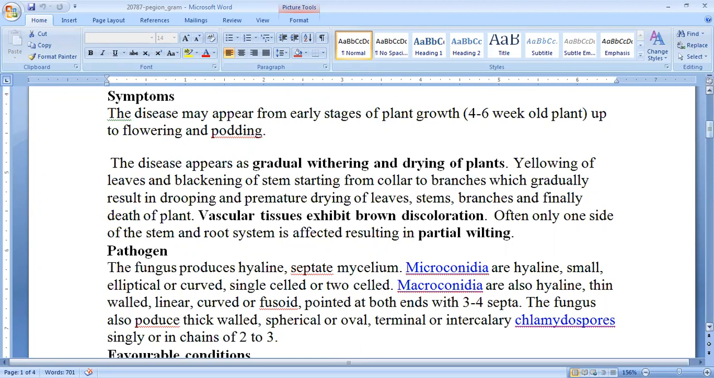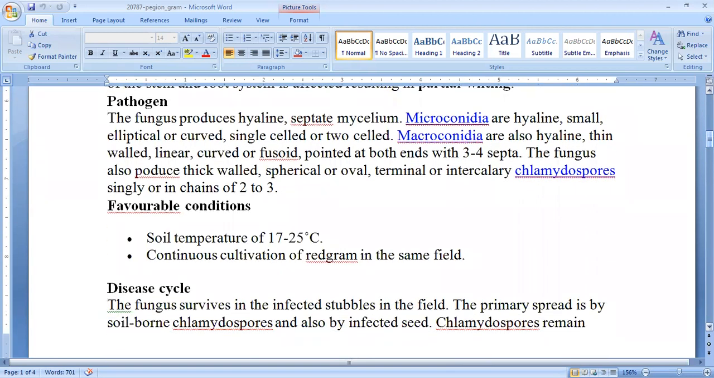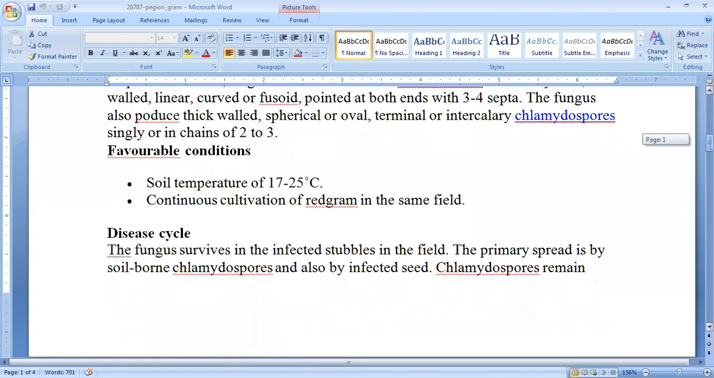The pathogen consists of hyaline septate mycelium. There are two types of conidia, microconidia and macroconidia. And the perennating structure is the chlamydospore. These are thick-walled, terminal or intercalary bodies. Now the favorable soil temperature is 17 to 25 degrees centigrade, and continuous cultivation of red gram in the same field is also very favorable for this disease.